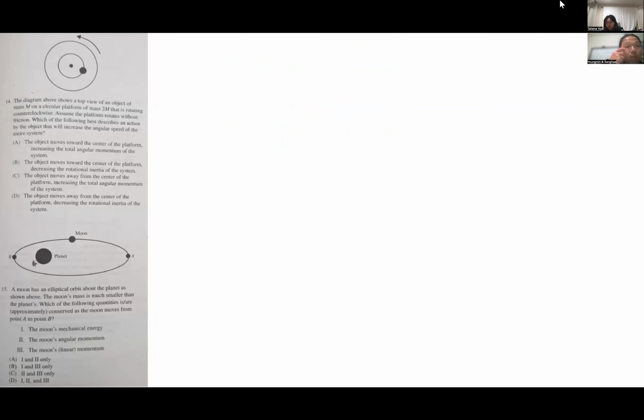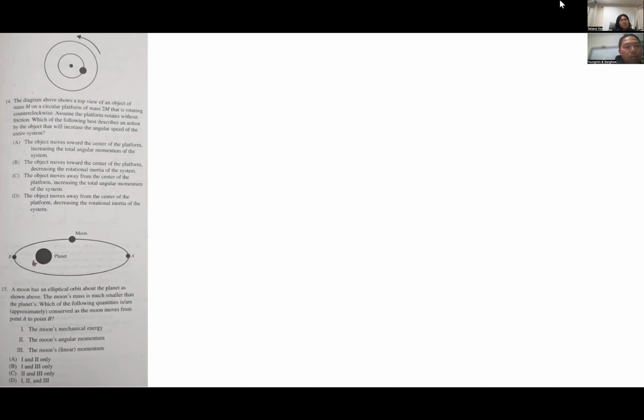And now number 14, the diagram above shows the top view of an object of mass m on a circular platform of mass 2M that is rotating counterclockwise. Assume the platform rotates without friction. Which of the following best describes the action by the object that will increase the angular speed of the entire system?